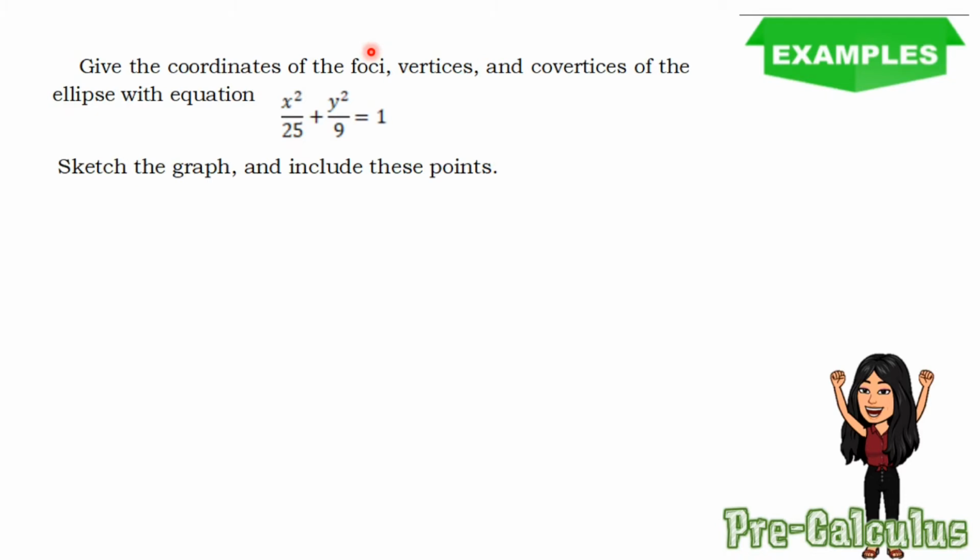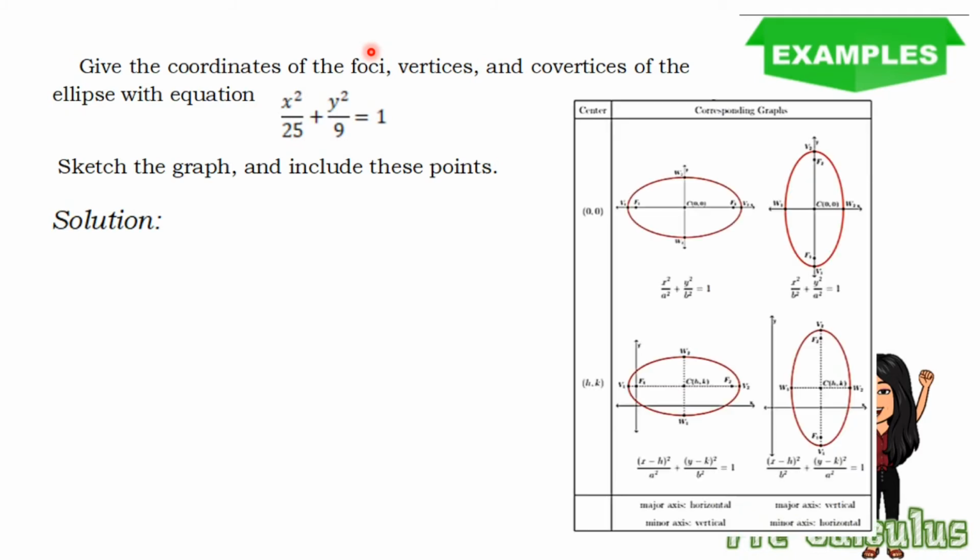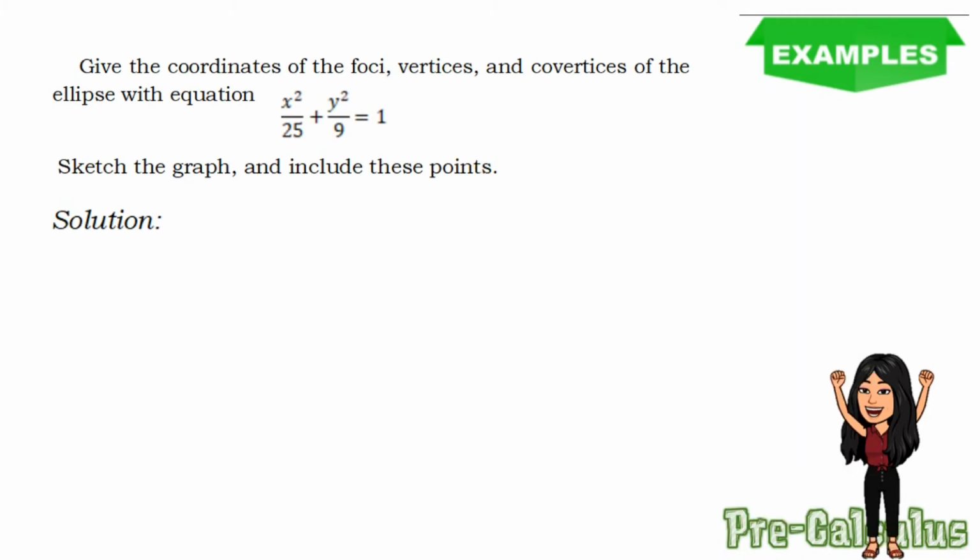Now, later we will be sketching the graph. If our ellipse is horizontal, it must look like this. This is its graph and this is its standard form of equation. So, this is our standard form of equation. Now, from the standard form of equation, this is our pattern for where A and B are. So, from our equation, we can get 25 to be our A squared and 9 to be our B squared.